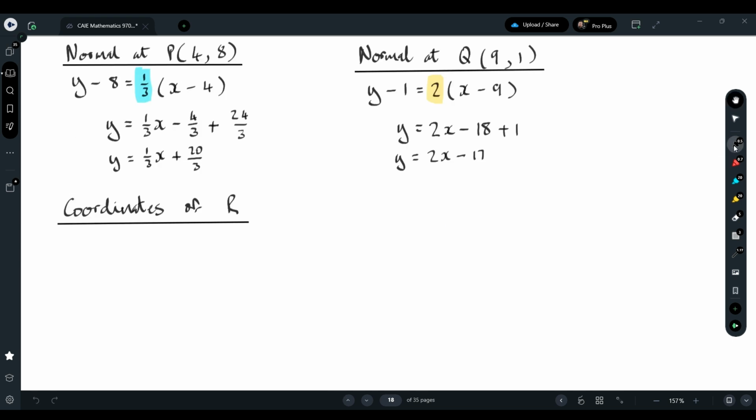Now that we have the equation of both normals, we can find the coordinates of R, which is the point at which these two lines cross. To find the x-coordinate, all we need to do is equate the right-hand side of each of these equations to each other, and then solve for x. First thing to do would be to multiply everything by 3. So we get x plus 20 equals 6x minus 51.